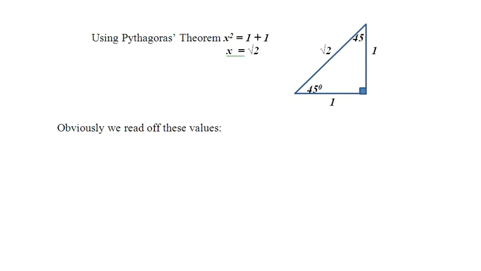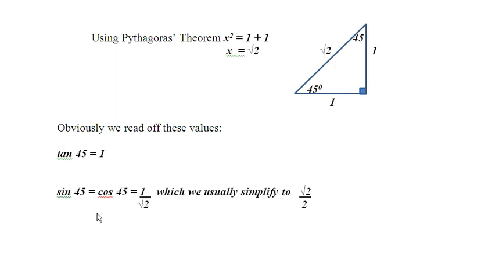Now we read off the values as before. For instance, tan 45 is the opposite over the adjacent, so tan 45 is 1 over 1, or just 1. Similarly, sine 45 is the opposite over the hypotenuse, which is 1 over root 2. And in fact, cos 45 is the adjacent over the hypotenuse, which is also 1 over root 2. So sine 45 and cos 45 are both 1 over root 2.